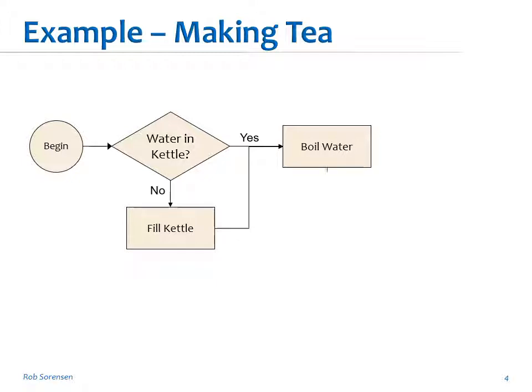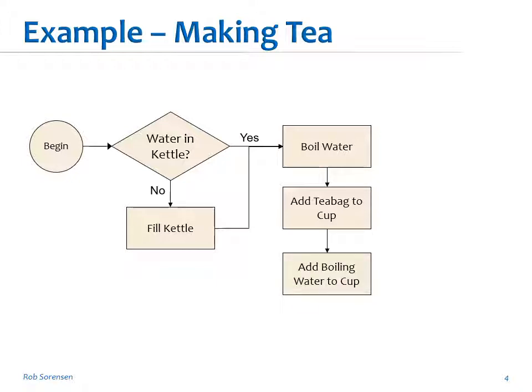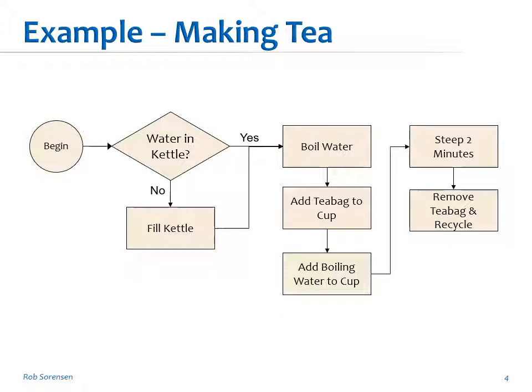After we boil the water, we should probably put a tea bag in the cup. Once that's done, we can add the boiling water to the cup as well. Our next step after that will be to let the tea steep for a couple of minutes. Once we're done that, we're going to remove the tea bag and place it in the recycling bin. And then once we've got to that step, we're really done, aren't we? So we'll signify the end with another circle.